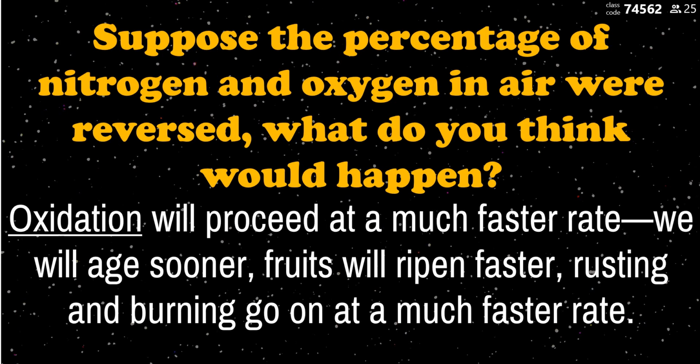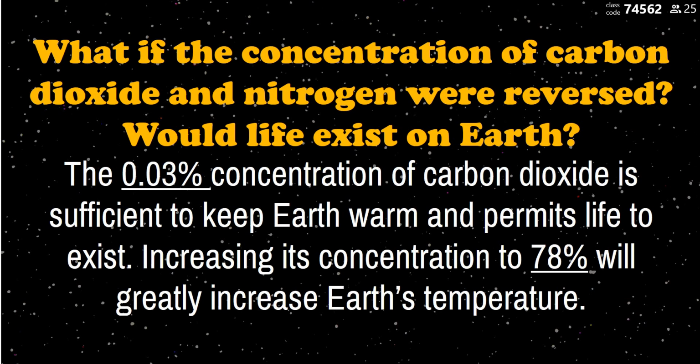Remember that. What if the concentration of carbon dioxide and nitrogen were reversed? Would life exist on Earth? The 0.03% concentration of carbon dioxide is sufficient to keep Earth warm and permits life to exist. Increasing its concentration to 78% will greatly increase Earth's temperature.